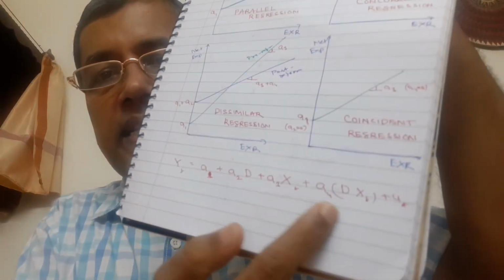So by running a simple OLS regression like this, we can check whether there is a structural change in the regression, basically in the slope coefficient or the intercept coefficient. Then the third application, which is very popular and useful, is to estimate a piecewise linear regression.